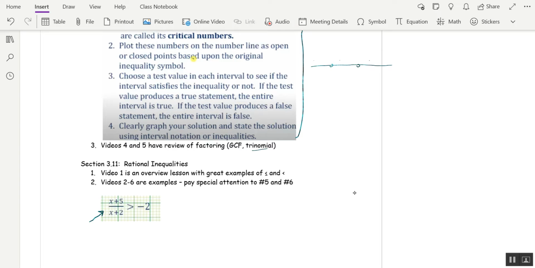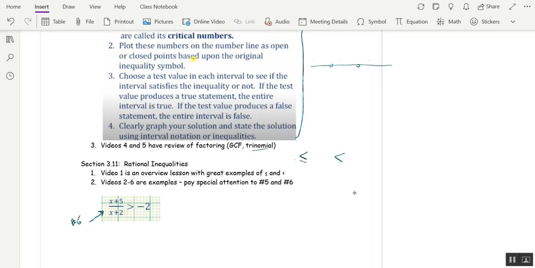And there are 2 great examples. One talks about less than or equal to, and one has strictly less than, and you'll see the differences that those create in your answer. Pay special attention to videos 5 and 6. This is video 6 here, where he solves a more difficult rational inequality.